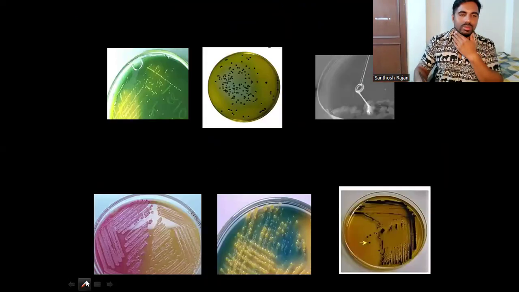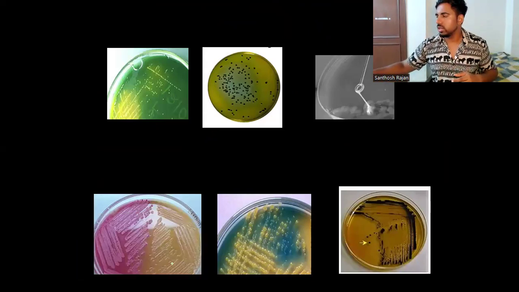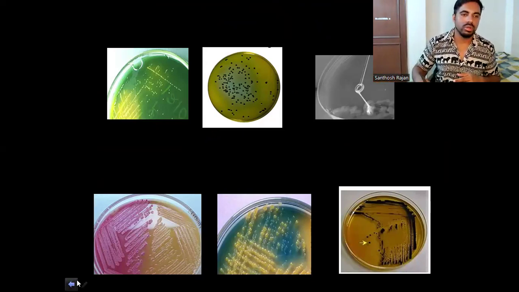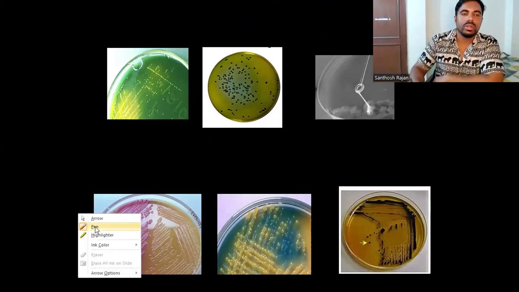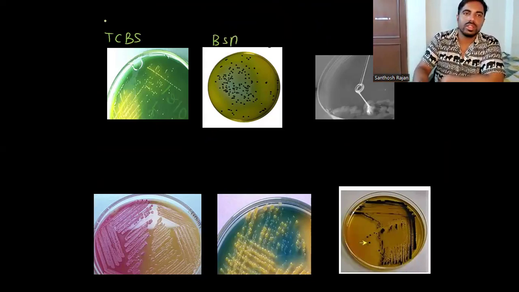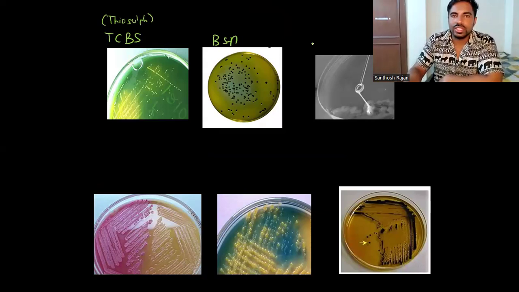Next, look at these media. So in this media, you see this green color agar with yellow color. This is basically TCBS media. TCBS is thiosulfate citrate bile salt agar. And there are black color colonies. And this is the string test.